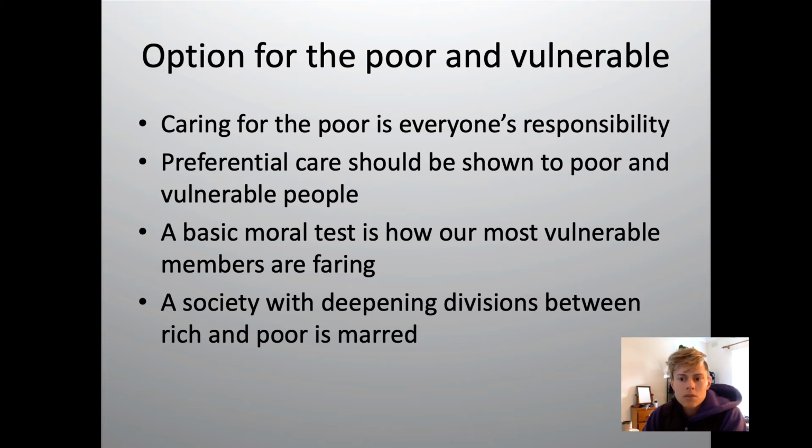As suggested on screen, a basic litmus test of our morality is to ask, okay, how are our most vulnerable members faring? And based on our previous discussions of, for example, the health of Aboriginal Australians or the health of trans and gender diverse people, there are significant disparities and inequities. There is a lot of content for us to explore and to shift when it comes to a social justice approach to health and health promotion.